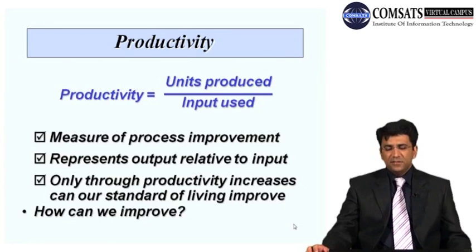Students, as we discussed, productivity is actually the ratio of outputs to inputs. So by using this formula, we can easily measure the process performance or the process improvement, and again the productivity represents output related to the particular input. Only through productivity can we increase our standard of living.